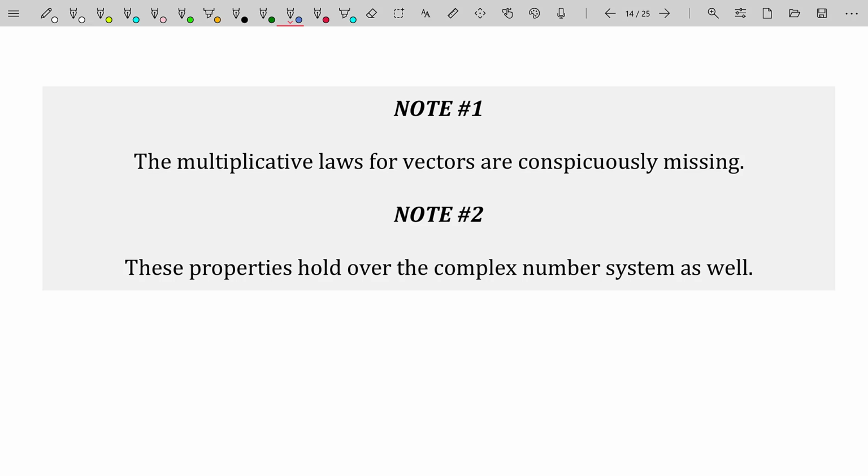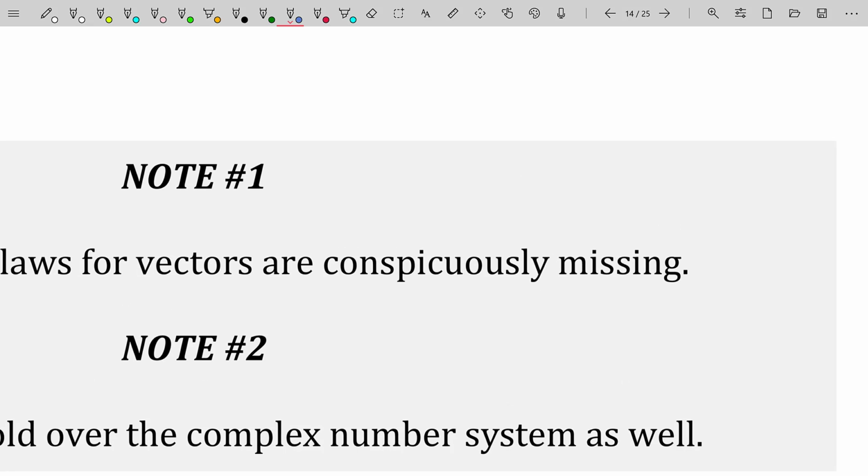Now, before I leave this video, I just want to mention a couple notes. The first thing is that the multiplicative laws for vectors are conspicuously missing from that list. That is, I did not have a property that said, oh, guess what? u times v is something. There's no such thing as u times v when you have vectors. So that property cannot exist. So not everything from arithmetic immediately comes over to the arithmetic of vectors as well. We're missing a lot, actually.